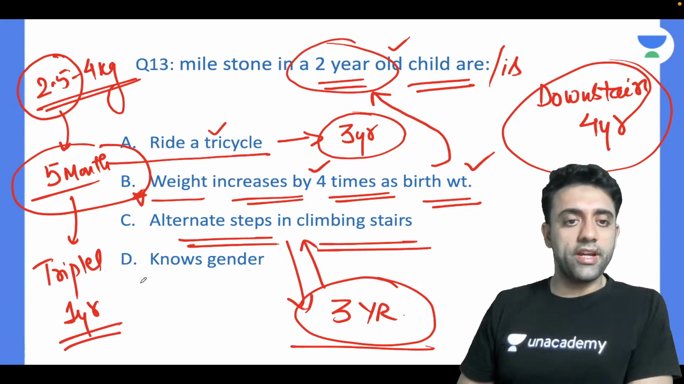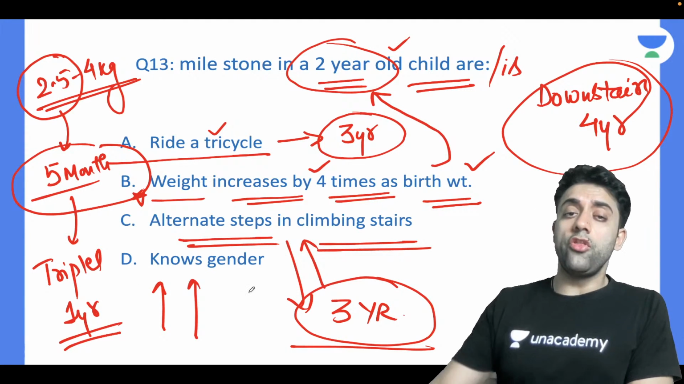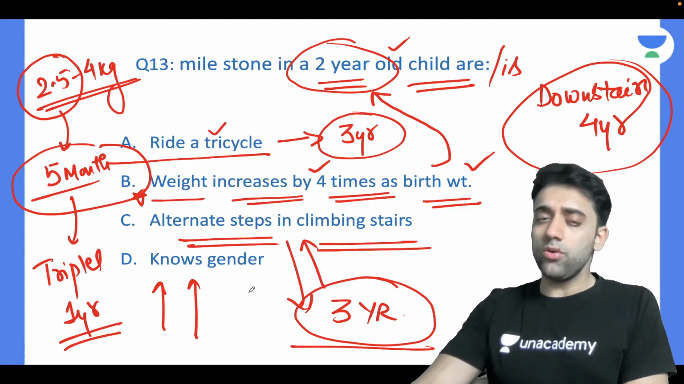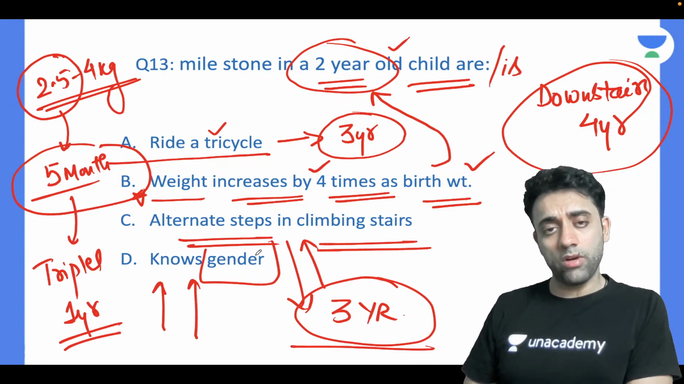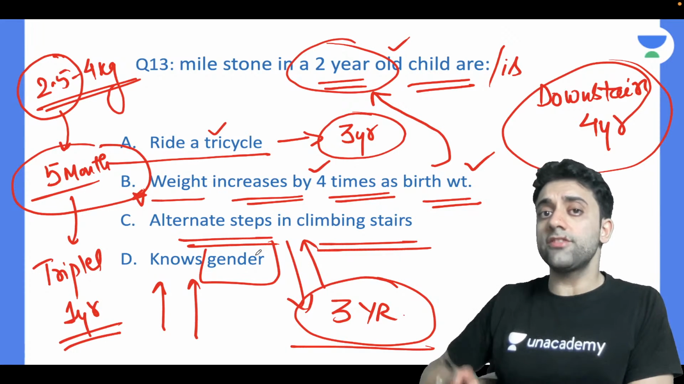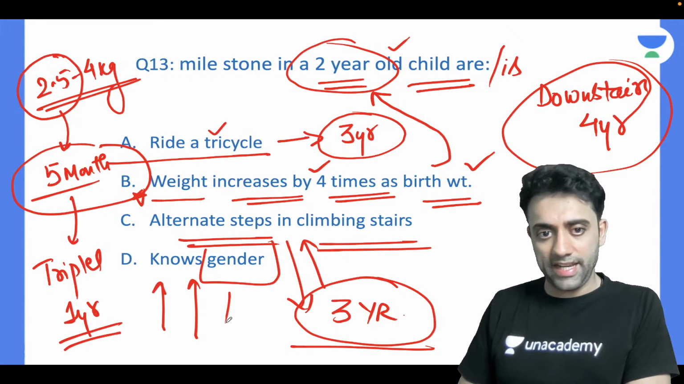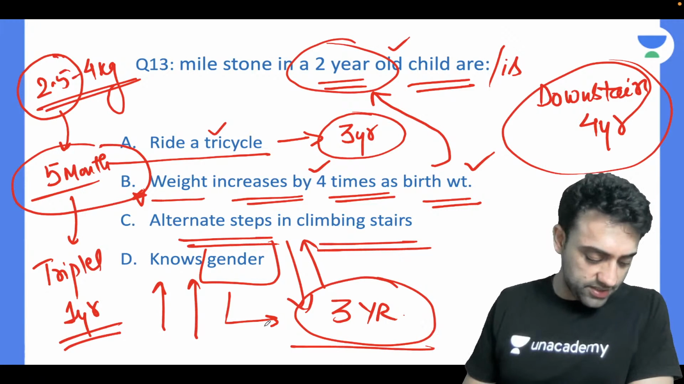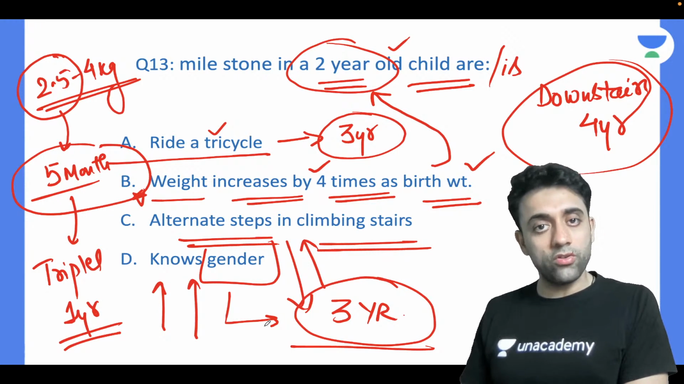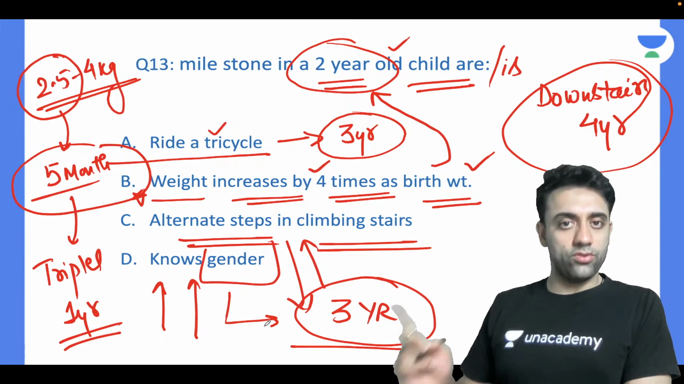Okay, and option number D, knows gender. Like I am Rahul, I am a boy, I'm 3 years old. So when can a baby know his sex? Anyone? When can a baby know his full name, age, and sex? Again, a baby knows his full name, age, and sex by 3 years, and a baby can go to toilet alone by 4 years. Okay, so yeah, are you understanding?